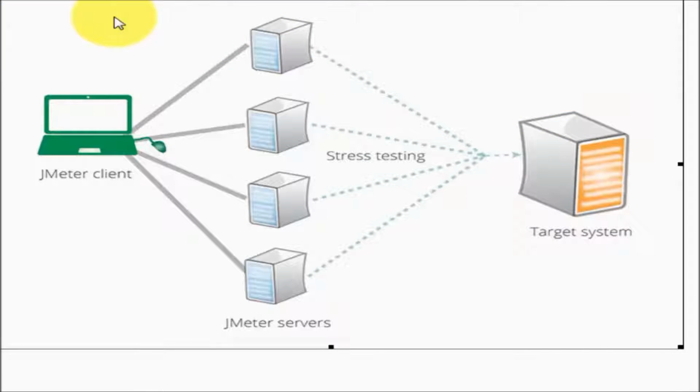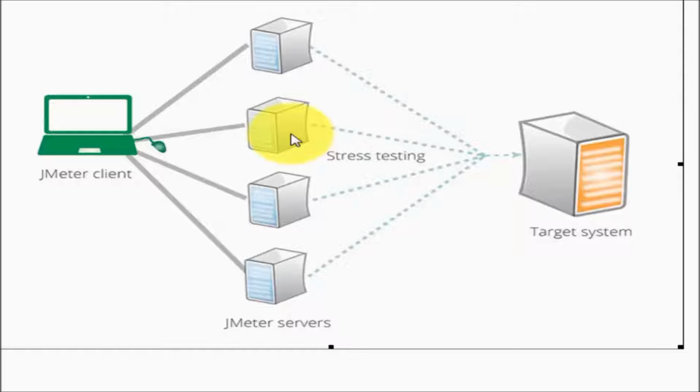So we need to implement that kind of architecture. In that case, load will be applied to the server from different machines. Ultimately, all the machines have their own resources, which is hardware, software, and bandwidth, so all the users will be able to use that.